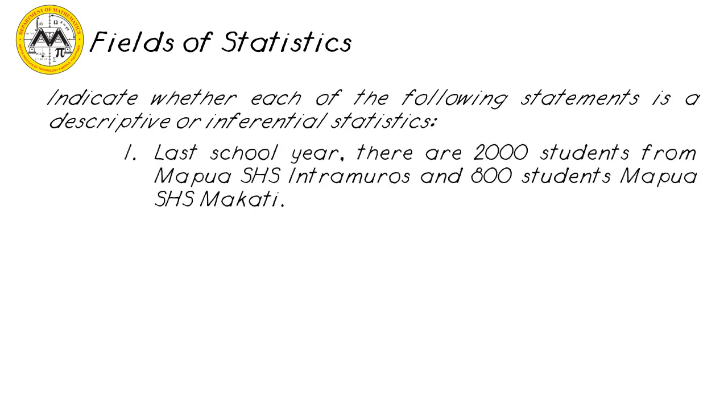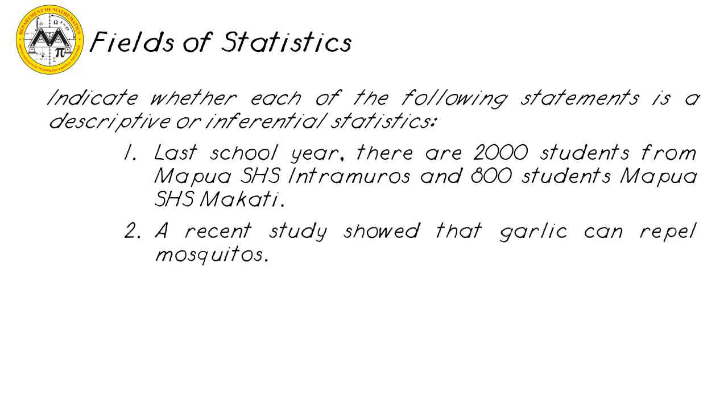Example: last school year, there are 2,000 students from Mapua Senior High School in Intramuros and 800 students from Mapua SHS Makati. This is descriptive because it describes the population data. So this is descriptive.